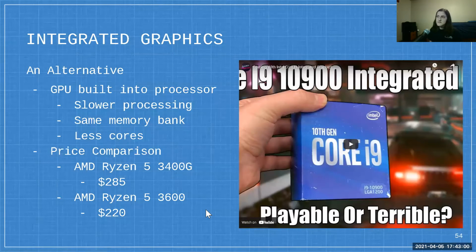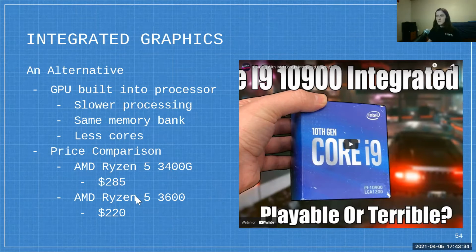Your other option is integrated graphics. This means that the GPU is built into the central processing unit, so both of them are using the same cores to execute instructions for graphics as well as the rest of your system. So it's slower processing, but we can see that this is a CPU with integrated graphics, as denoted by the G, and it's $285. And this is a 3rd generation, so the most current generation of Ryzen.